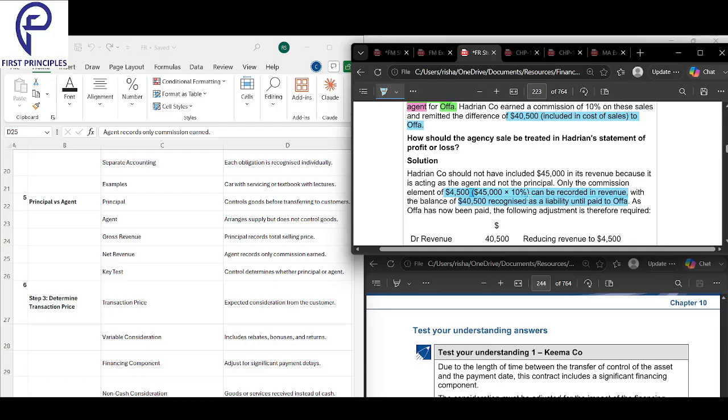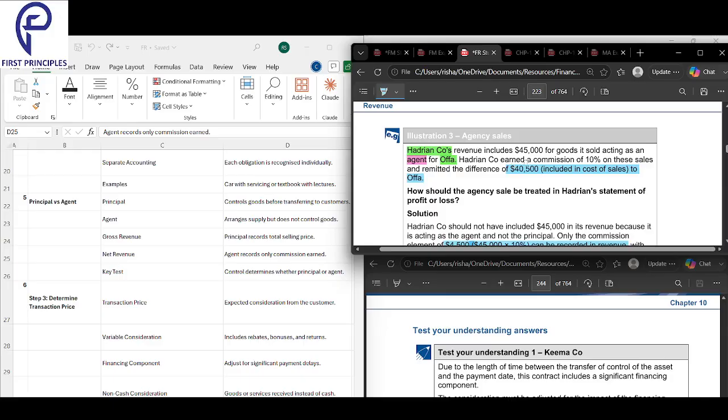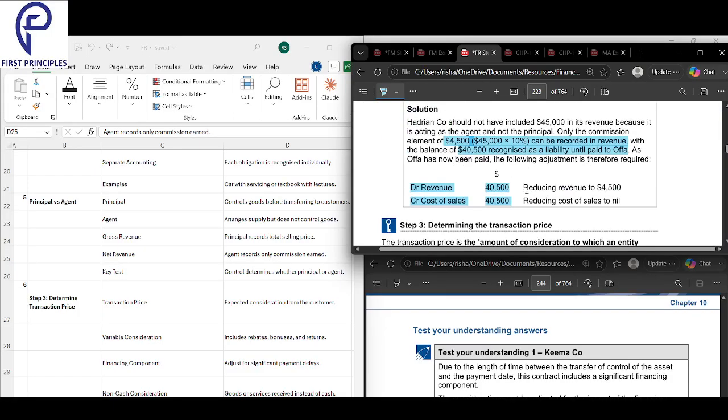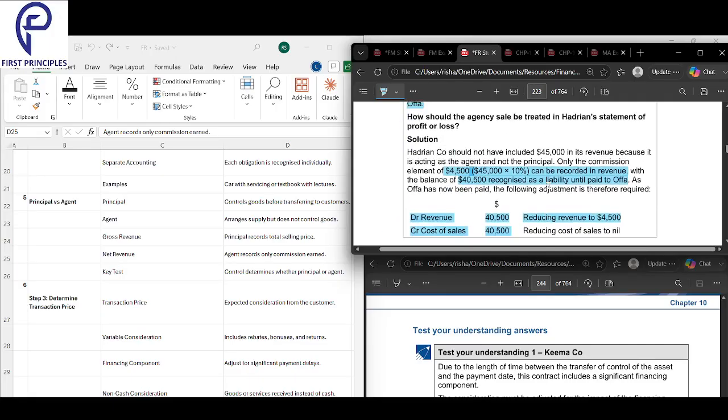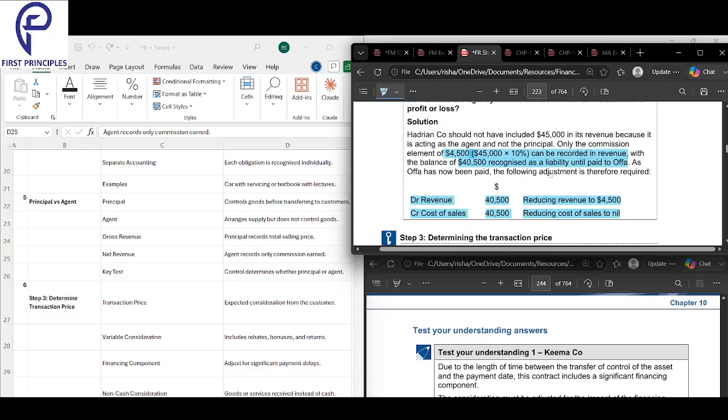Okay. As Offer has now been paid, the following adjustment is required. So what you're doing is you're removing from your revenue, and you're crediting your cost of sales, because Hadrian's revenue includes it. So you have included it in your revenue, so you're removing it from the revenue. So you're reducing revenue to 4,500. The remaining you're removing, and you're also reducing your cost of sales to nil. Why? Because it's included in cost of sales. So you're reducing your cost of sales also and you're reducing your revenue also.